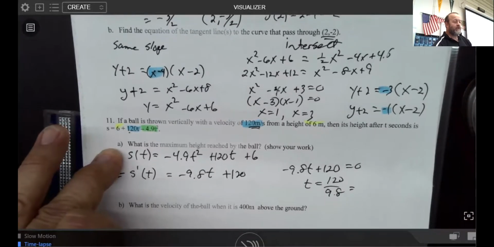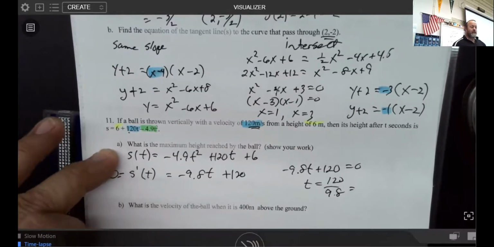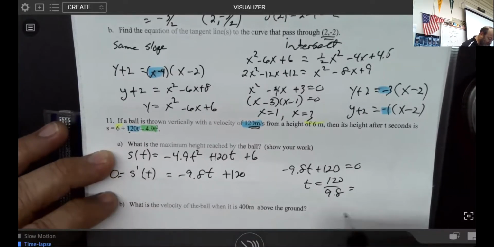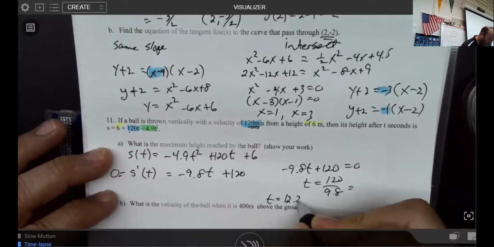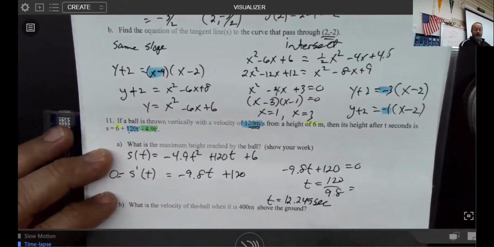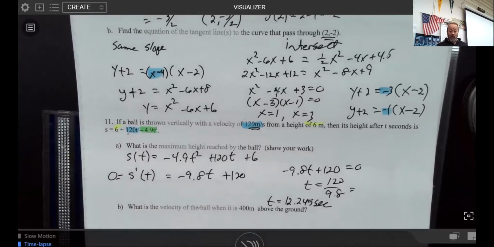And if you did, of course, just a little bit of arithmetic, what you would find out is that happened at t equals 12.245 seconds. Now, that's a great answer. It's pretty good, but that's not the answer that I wanted. It says, what is the maximum height of the ball?